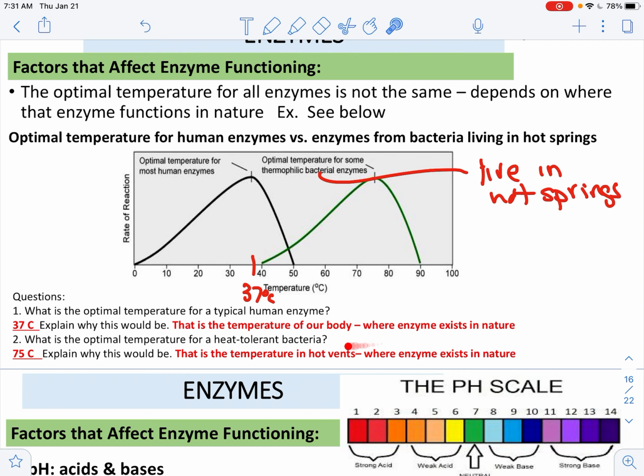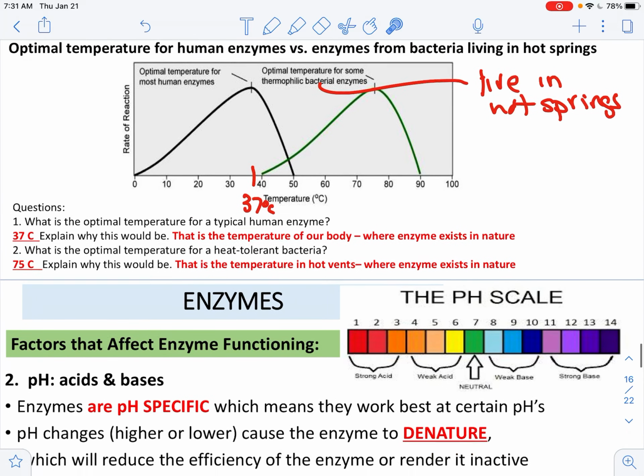Again, you can pause and fill this in. It asks you what's the optimal temperature and why for each one. It depends on where that enzyme exists in nature, usually, okay?